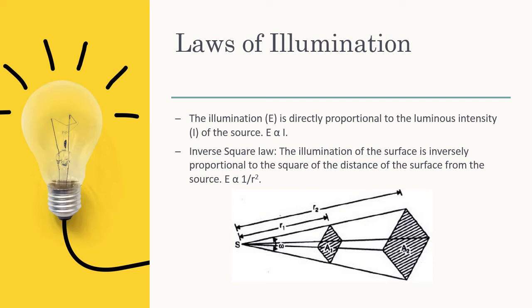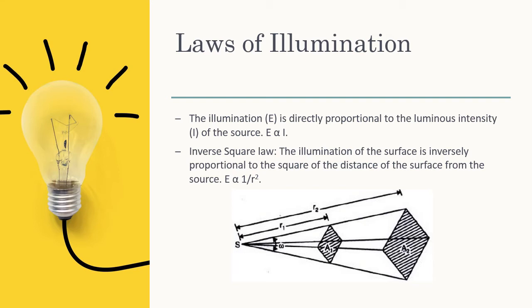So the illumination E, the first law is it is directly proportional to luminous intensity. Illumination is represented by E and luminous intensity is I. So E is proportional to I. That is, luminous intensity means how much light falls in a certain direction. So E is directly proportional to I. Illumination is directly proportional to luminous intensity.